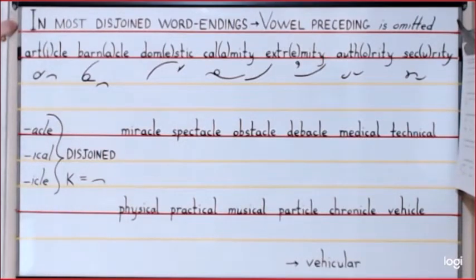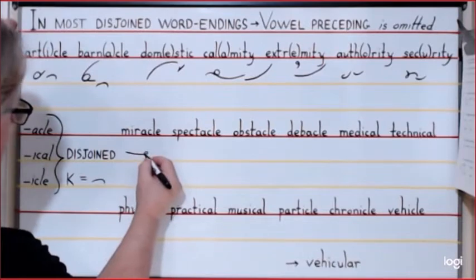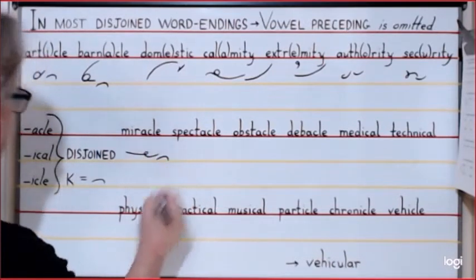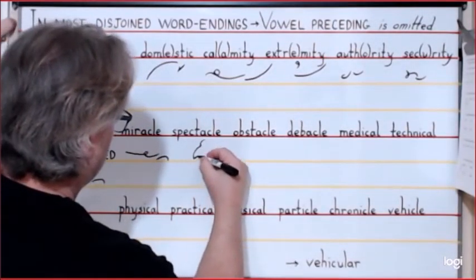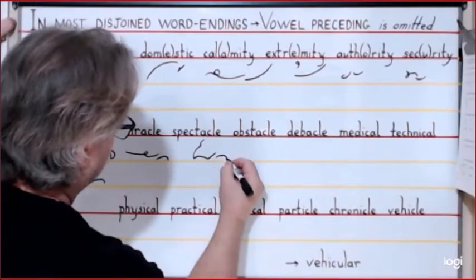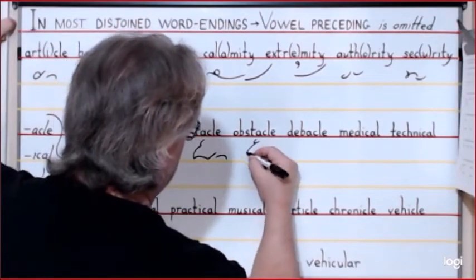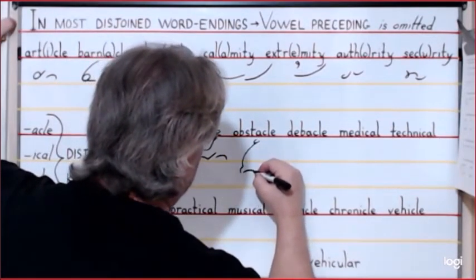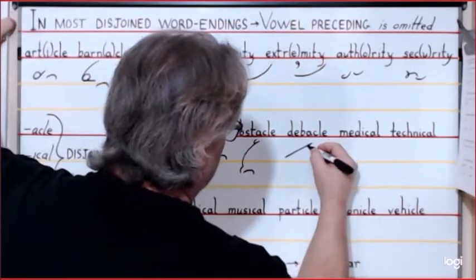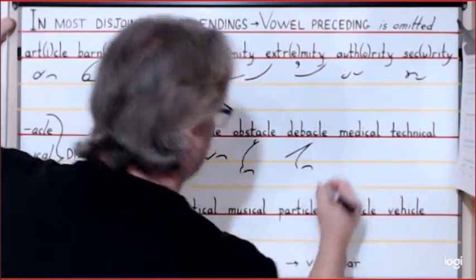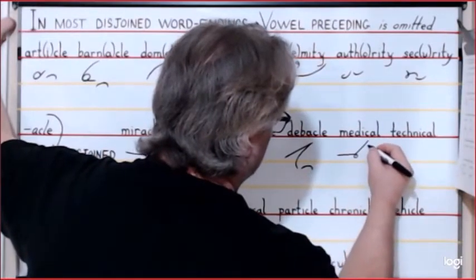Most of them, of course, have the same sound. So for the word miracle, it is MER, and then a disjoined K. Spectacle is an SPKT, and a disjoined K. Obstacle is an OBS, and a disjoined K. Debacle is a DB, and a disjoined K. Medical is an MED, disjoined K.